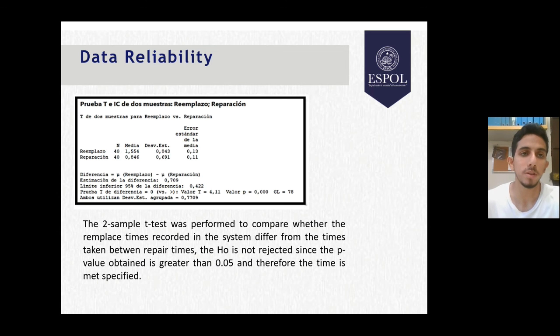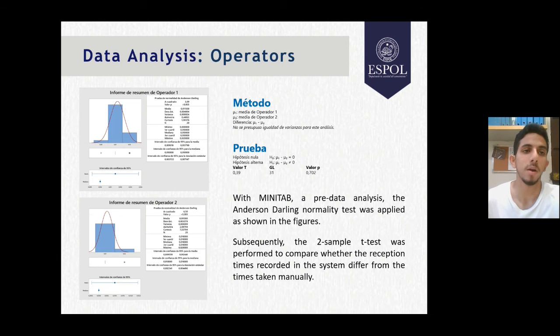Okay. The two sample t-test was performed to compare whether the replacement times recorded in the system differ from the times taken between repair times. Then, the null hypothesis is not rejected since the p-value obtained is greater than 0.05, and therefore the time is met as specified. With Minitab, a pre-data analysis, the Anderson-Darling normality test was applied as shown in the figures below. Subsequently, the two sample t-test was performed to compare whether the reception time recorded in the system differed from the times taken manually.